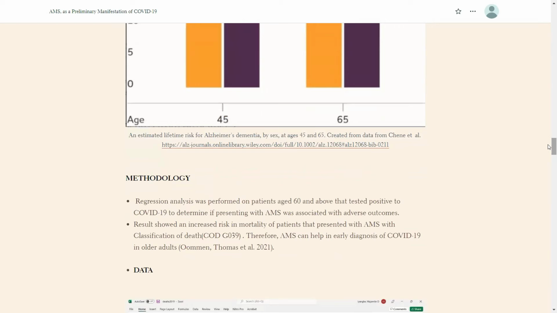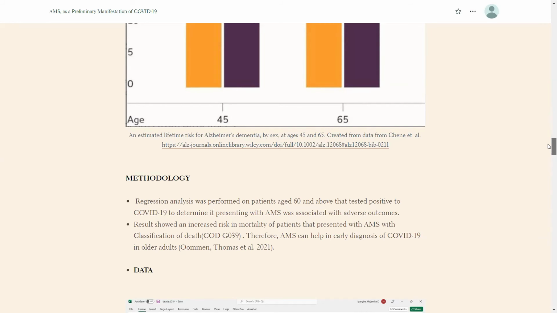Thomas did a regression analysis of 60 patients. He tested them for COVID-19, and they tested positive. He did this testing to determine if the presentation of AMS was associated with adverse outcomes of the disease, and his results showed an increased risk of mortality in patients who presented with AMS, with the classification of death being prevalent. Now, AMS can help in early diagnosis of COVID-19, especially in the older population.